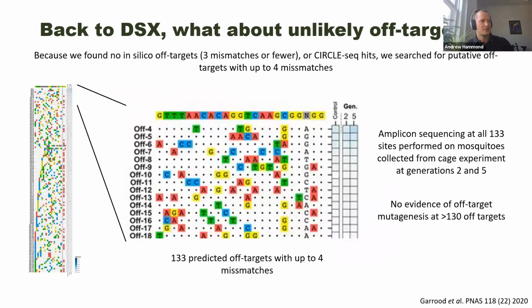So we expanded our analysis to look at a whole range of other sites in doublesex, sites that usually you would never consider looking at based on circle-seq. But because we didn't find any mutations for the first main potential targets, we looked at anything that was even 4 base pairs different from the intended target site. And we scanned through 130 potential off-targets in the mosquito genome, and we found that none of these were being cut by our doublesex gene drive. So it seems that we have no evidence for any off-target activity, whether at sites that we would have predicted using bioinformatics or at sites that we find using this circle-seq unbiased method.